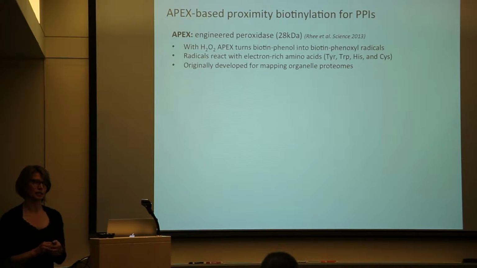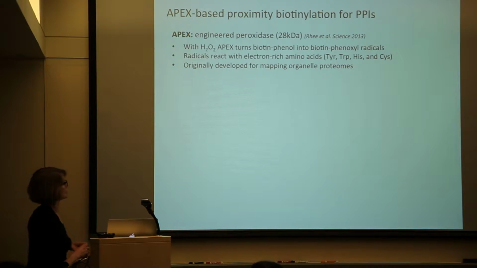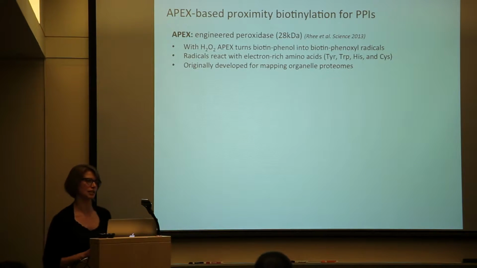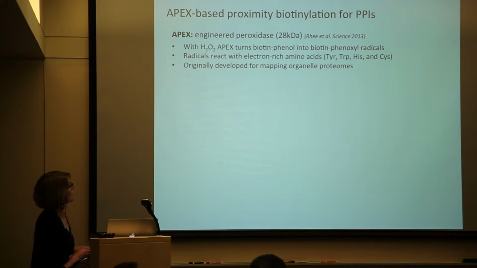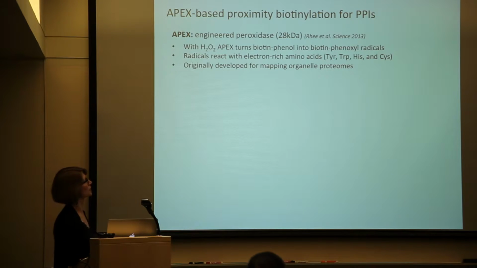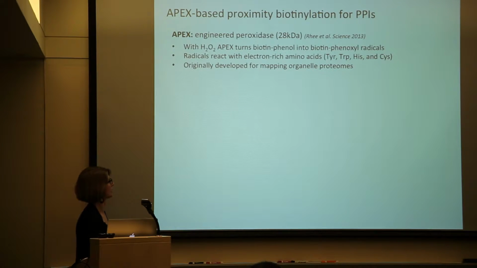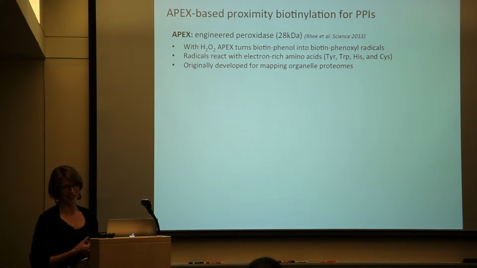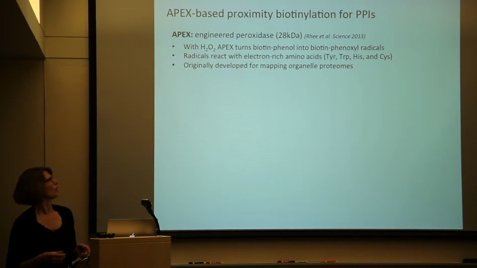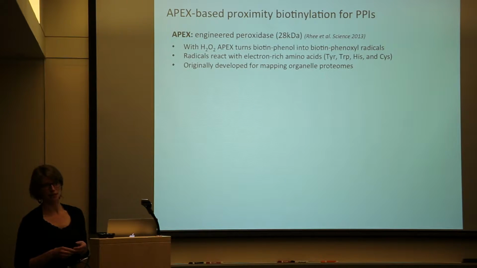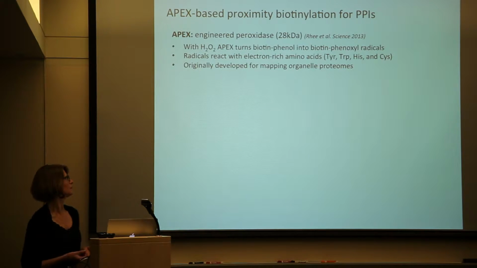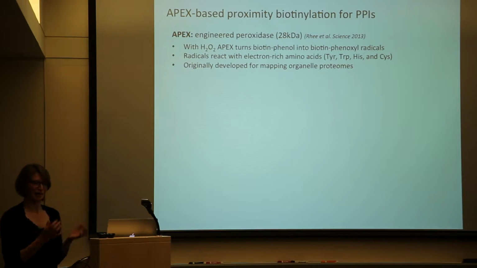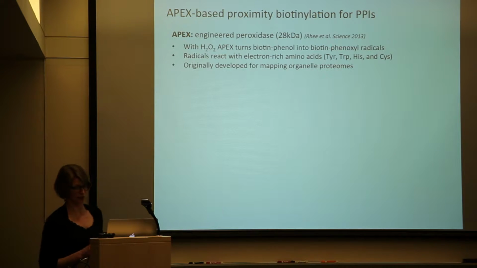The approach that we chose is based on APEX. This is an engineered peroxidase, and originally this enzyme was developed for mapping organelle proteomes. If you treat cells that express APEX with H2O2, it turns a biotin phenol that is provided exogenously into biotin phenoxyl radicals. These radicals are highly reactive, so they react with electron-rich amino acids in very close proximity and biotinylate the protein. It biotinylates all the proteins that are within the biotin phenoxyl cloud.